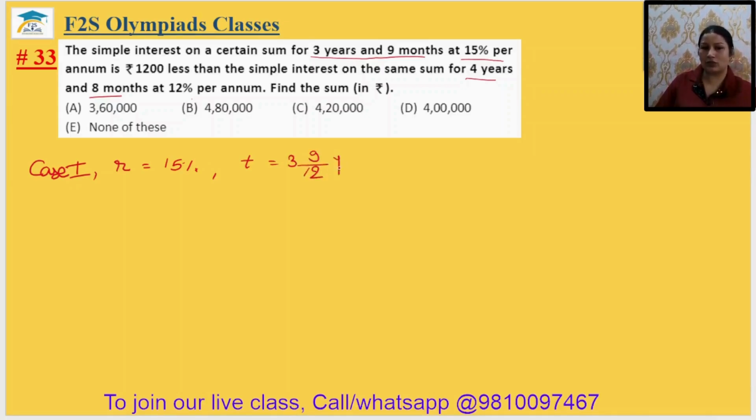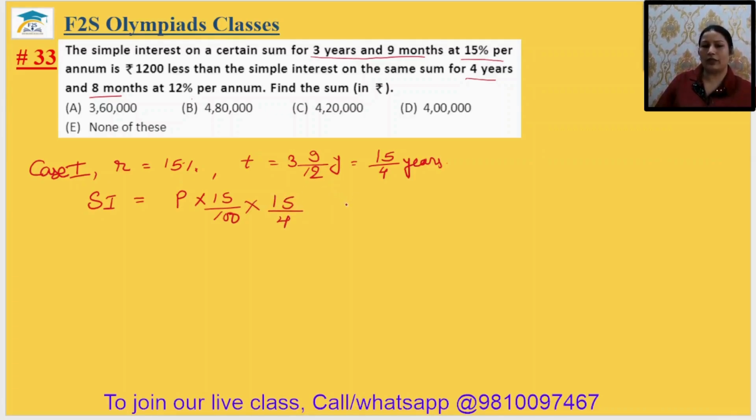9 by 12. I have just taken it in the year. So it will be your 15 by 4. After simplification, you will get 15 by 4 years. ठीक है. तो in case 1 simple interest equal to हो जाएगा आपका PRT by 100. तो P तो ये है, R हमारा हो गया 15 by 100 और T हो गया आपका 15 by 4.